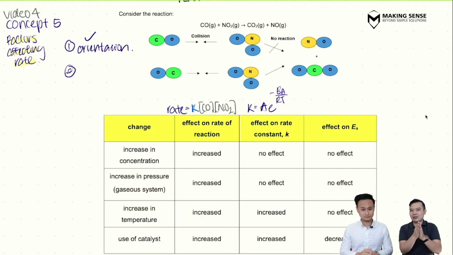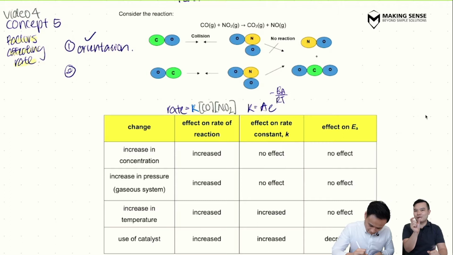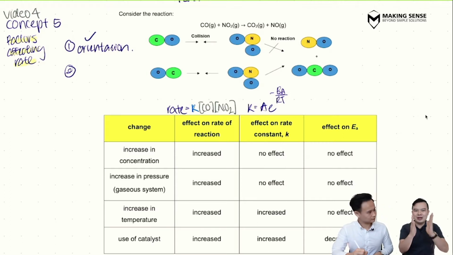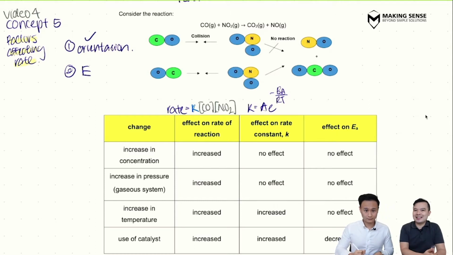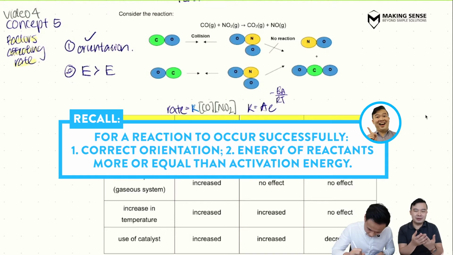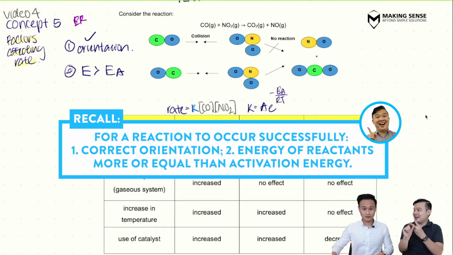Now the second thing that's important is that when you push them together, you need to apply a certain amount of force. You need to apply a certain amount of energy before they can really stick together. So what is that kind of energy in the chemistry context? Activation energy. That's right. So in general, for a collision to be effective, you need two things: you need a correct orientation, and you also need enough energy.